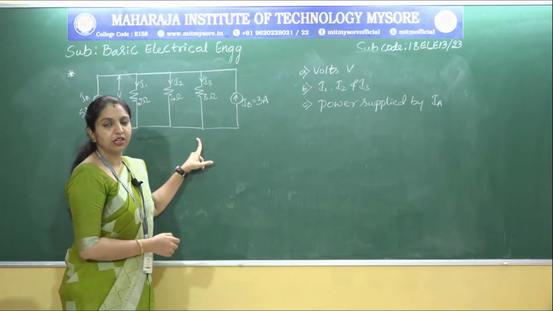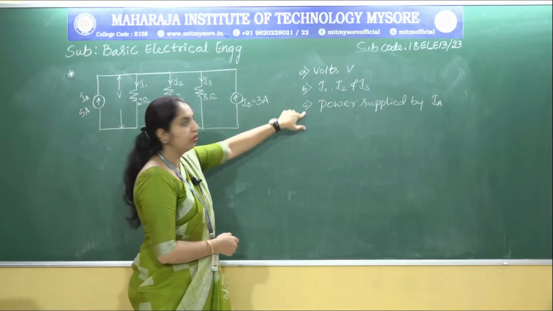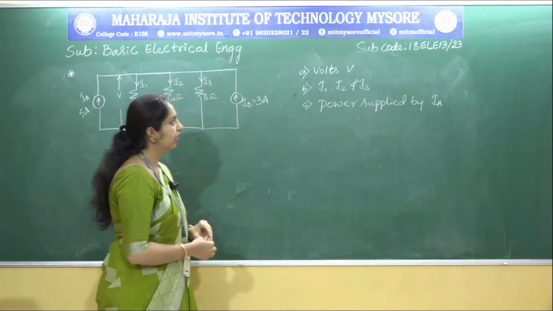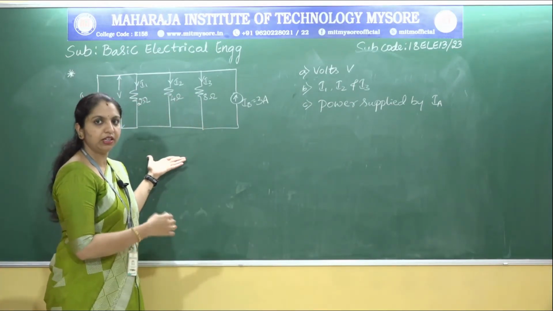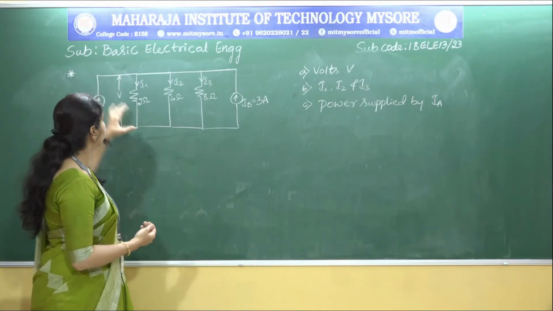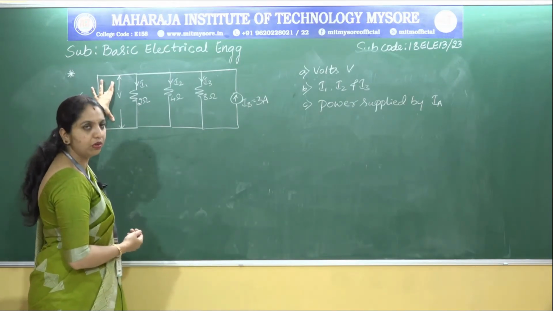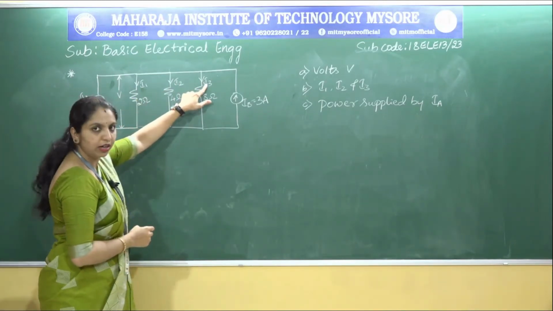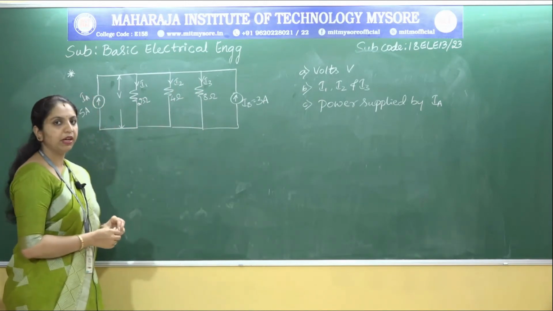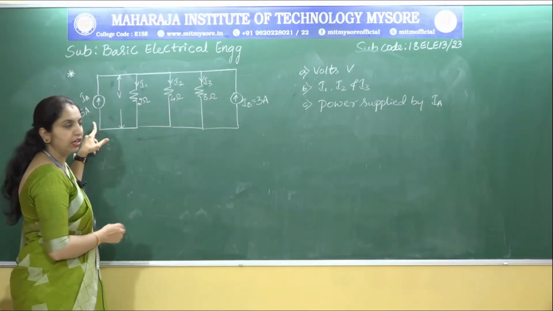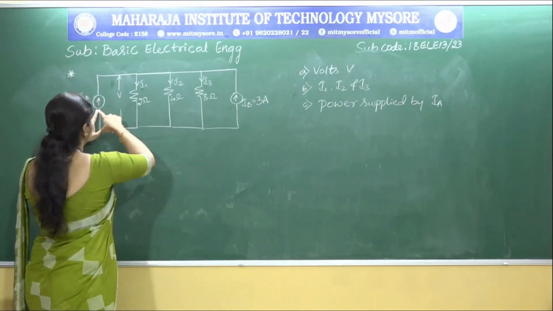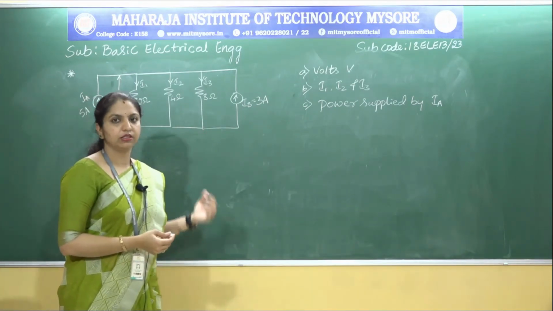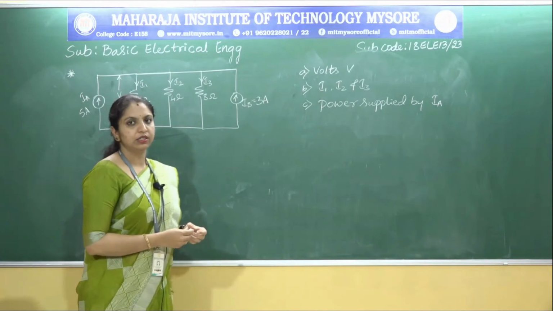So now I will be solving the next problem. In this given circuit, we need to find out volts, I1, I2 and I3, and the power supplied by IA. Look at the circuit carefully. Again, this is different from the previous problems. Initially we need to find the value of the voltage, next I1, I2, I3, and the last part is the power supplied by IA. There are two current sources, IA and IB, with IA as 5 amperes and IB as 3 amperes.